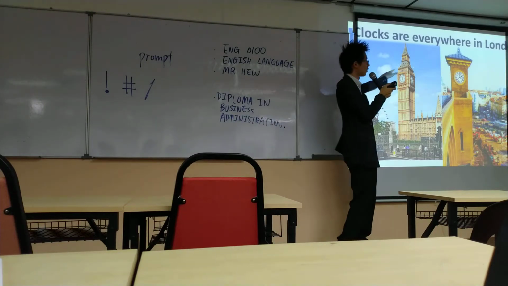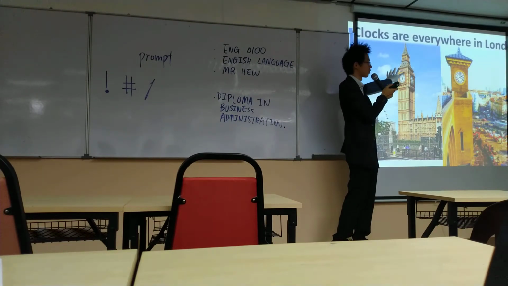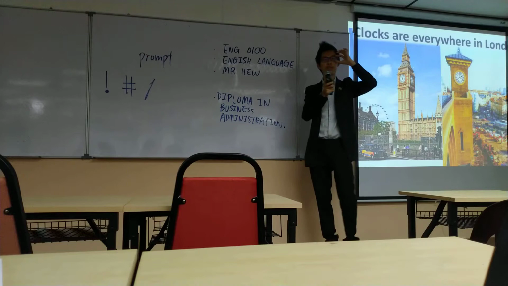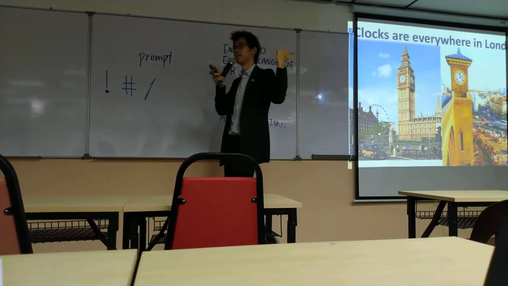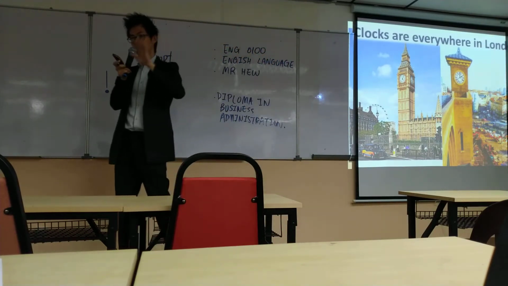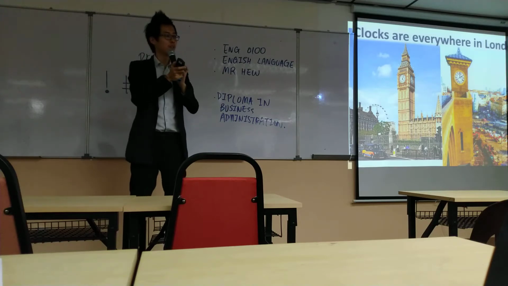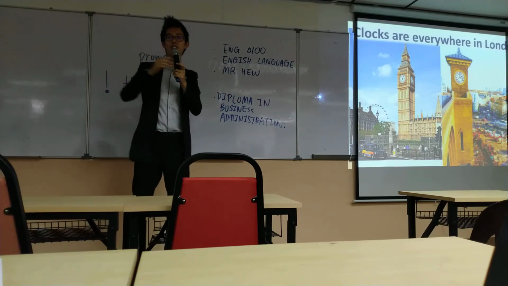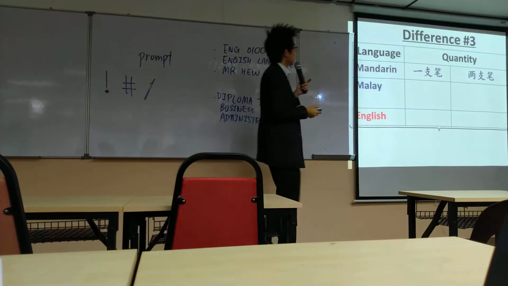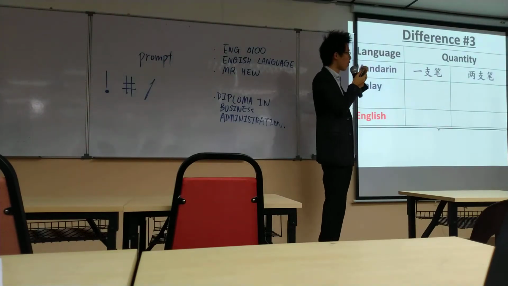So you can see clocks everywhere in Britain. You know, they have buildings with clocks, right? I think the only country with clocks on their buildings is Britain. Alright? So you don't ask the people in Britain, what is the time now? He will scold you. Can't you see that? There's a clock. Okay? And then the third difference is about quantity.